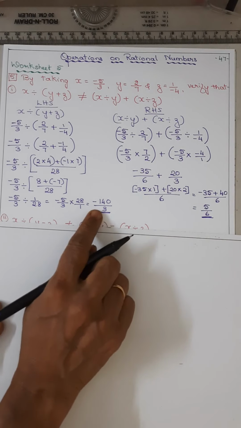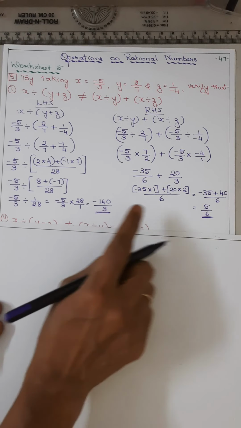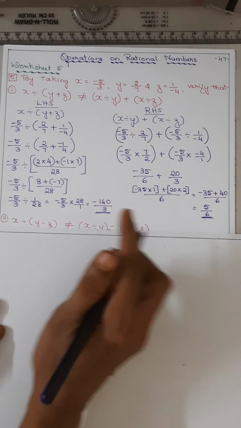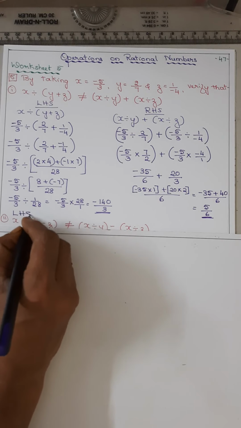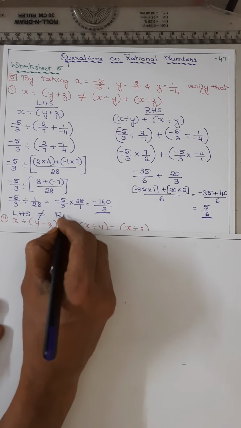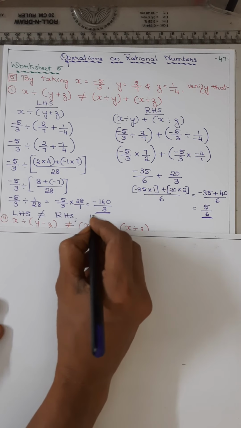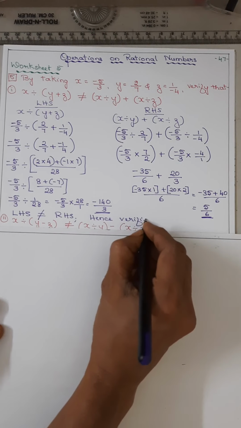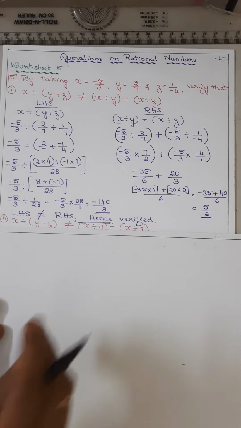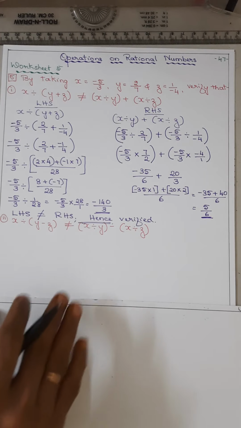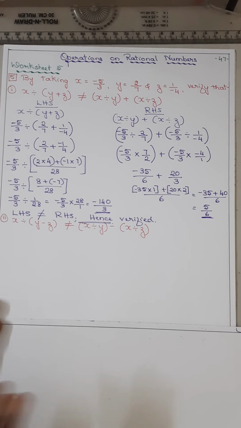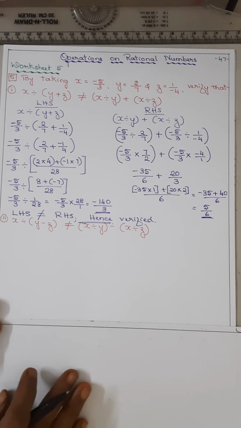So here you got minus 140 by 3. Here you got 5 by 6. Are they equal? No. LHS is not equal to RHS. Hence verified. Is it okay? So x divided by y plus z is not equal to x divided by y plus x divided by z.